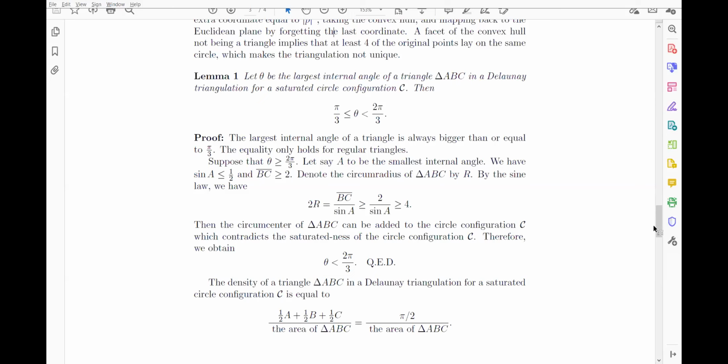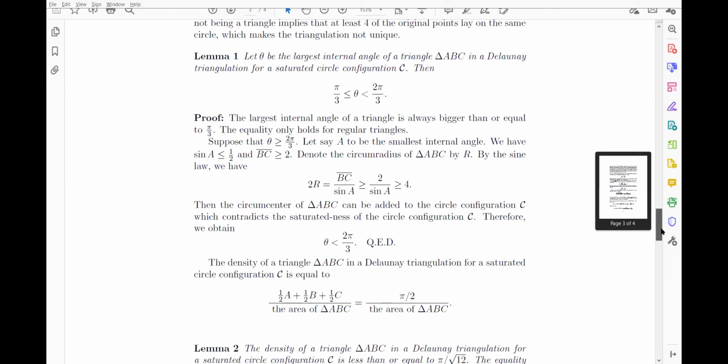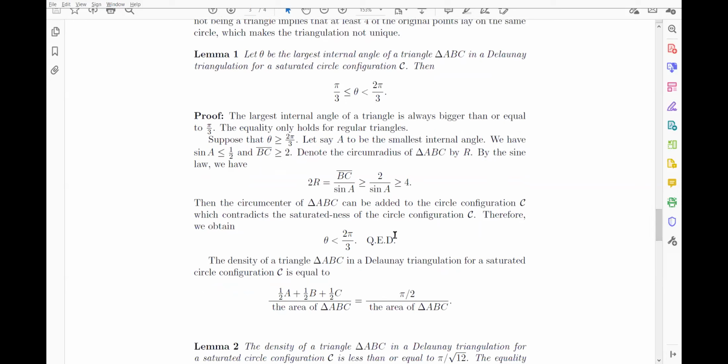And so now we have the proof over here ending with QED. We're not even looking at the proof. Does this seem reasonable?